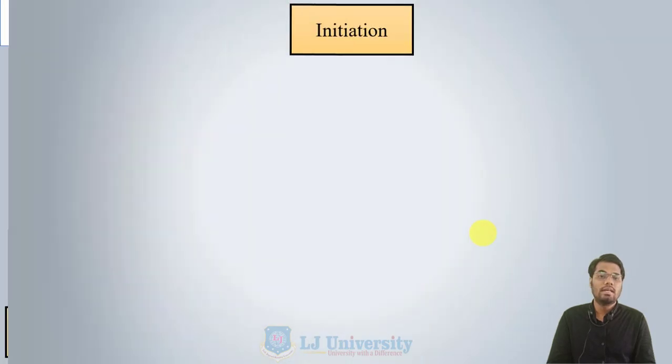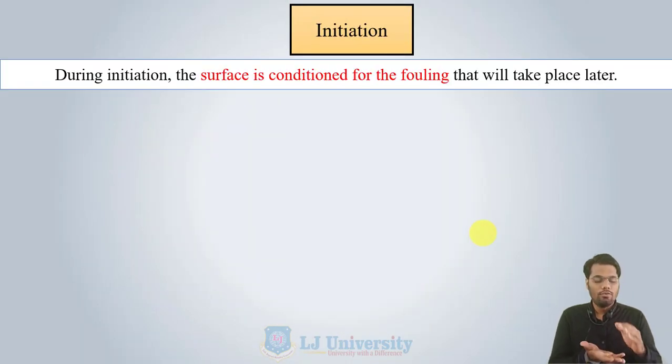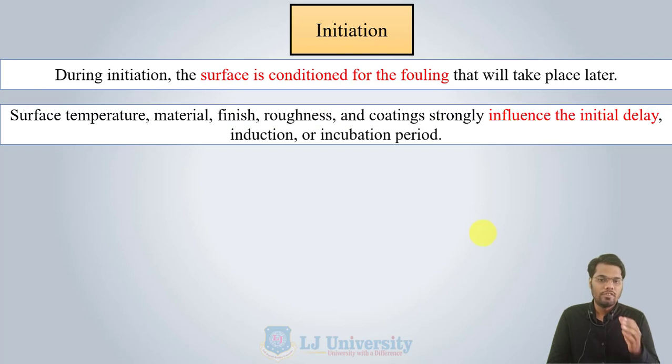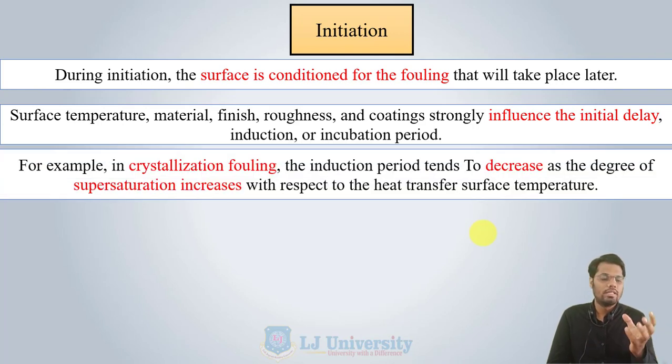The first one is the initiation. During the initiation the surface is conditioned for the fouling that will take place later. Surface temperature, material, finishing, roughness and coating are the parameters which strongly influence the initial delay, induction or incubation period. For example, in crystallization fouling, we have already discussed what crystallization fouling is in our previous slides.